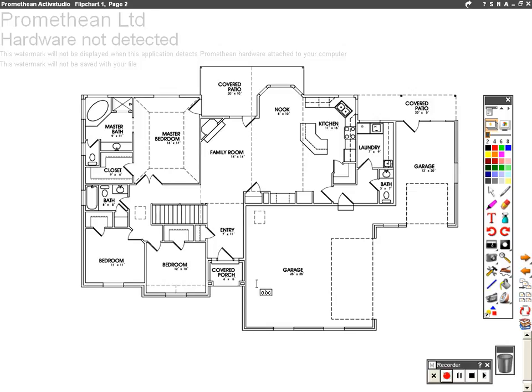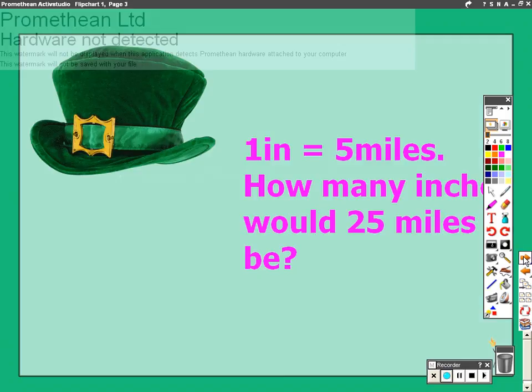Now we have a blueprint of a home, and again, they would use a scale model to represent how big each of the rooms would be. Let's look at some example problems.